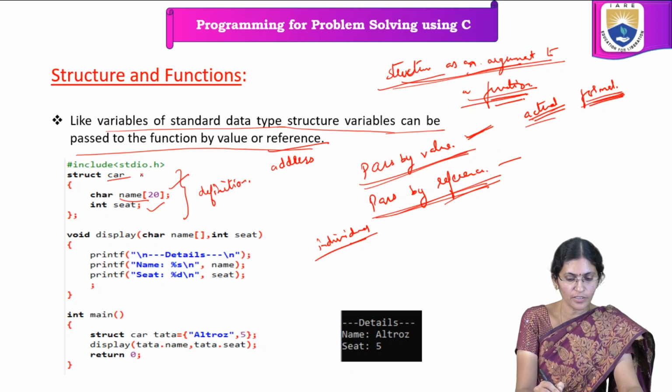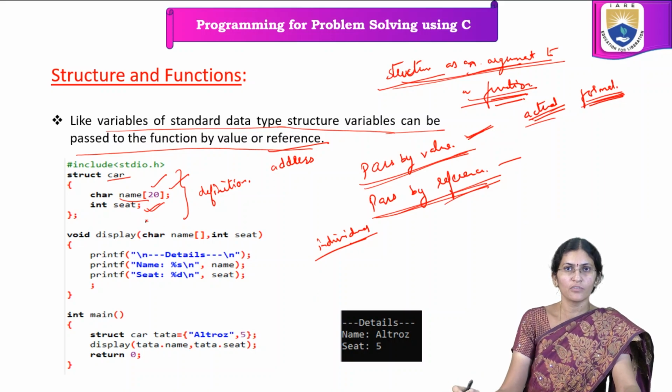So it requires 20 plus 4 bytes, which means 24 bytes. For each variable which is declared, only then will memory for the structure car be allocated. So for each variable, 24 bytes are required.